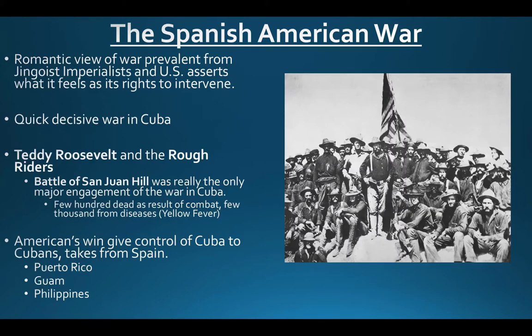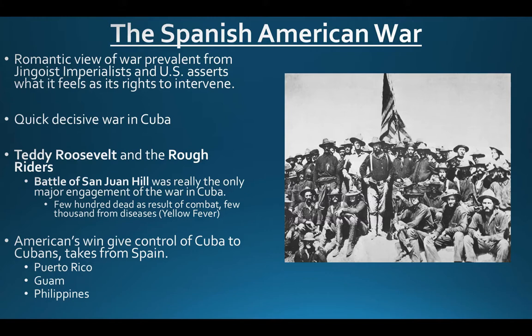Throughout the lead up of this war, as well as during the war itself, there is going to be this romantic view of the war prevalent in what can be called the hawks, the war hawks, the jingoists, the imperialists, and the United States will effectively assert what it feels as its rights to intervene in Cuba, right? And similarly to what happened in the Philippines, well, not quite as quick, but you will also have a quick, decisive battle and fights in Cuba, right? There will be very few actual major confrontations of this war.